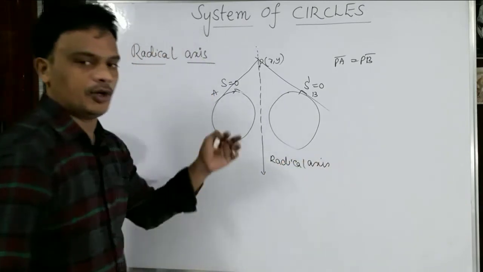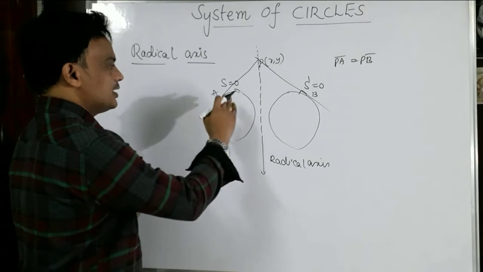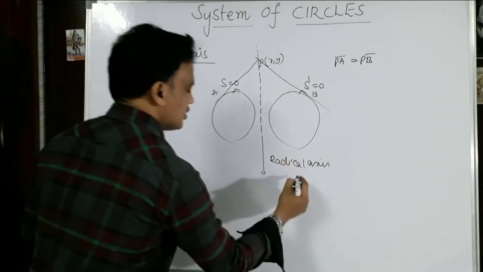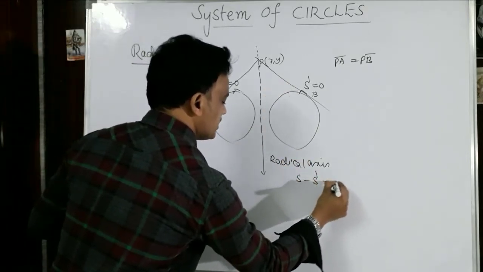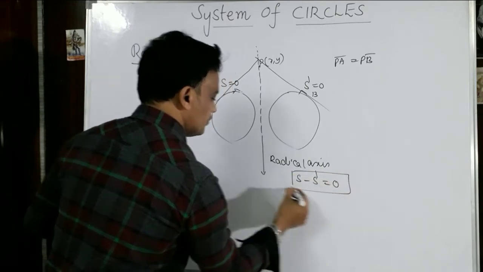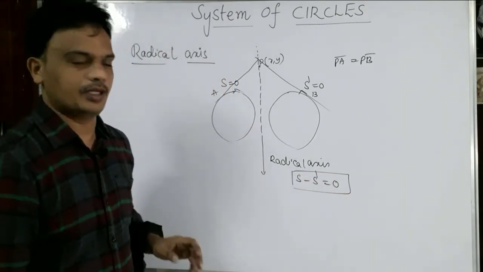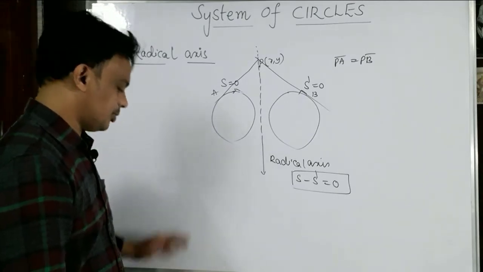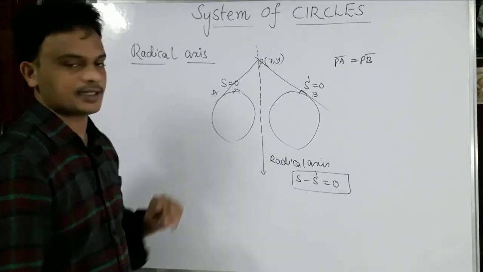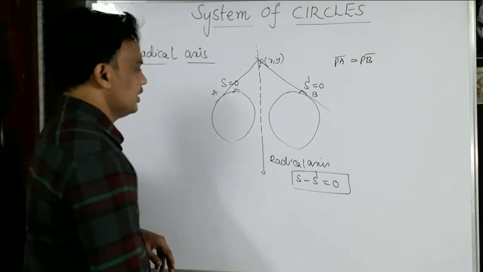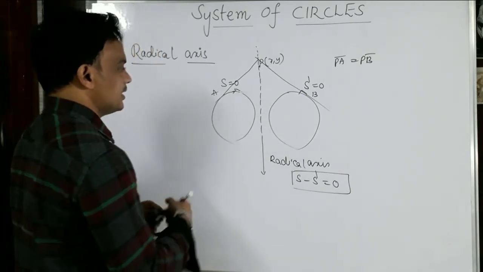Then how are we going to get the radical axis of S = 0 and S' = 0? It is S - S' = 0. We already discussed this in the last video. After that, we also discussed the properties of the radical axis. So what are the properties of the radical axis?